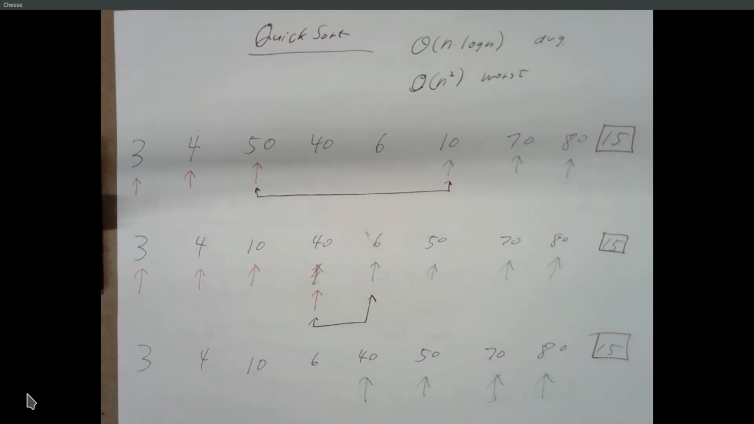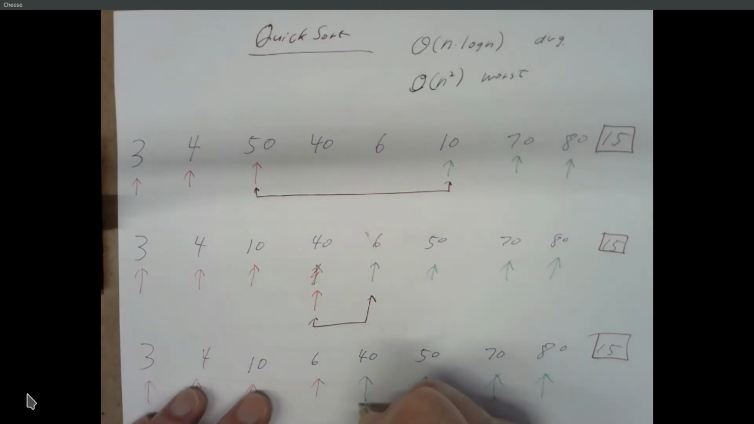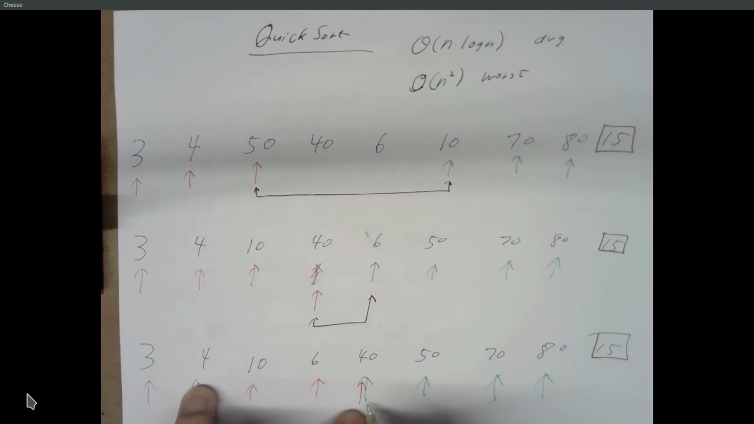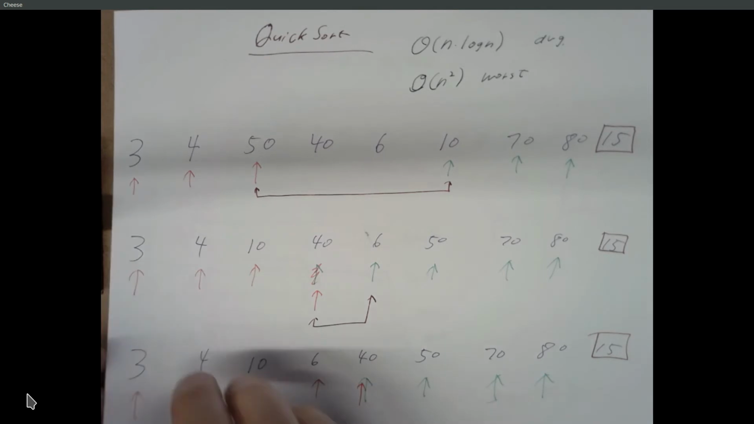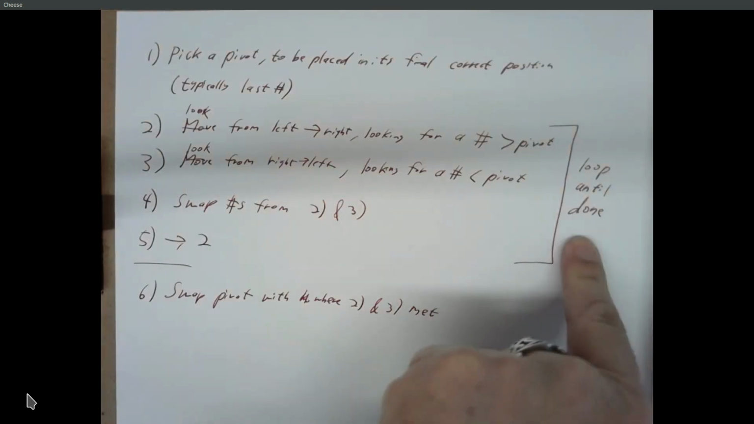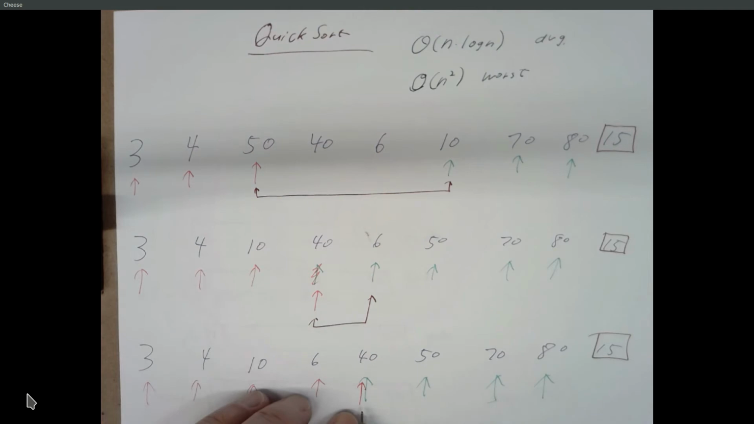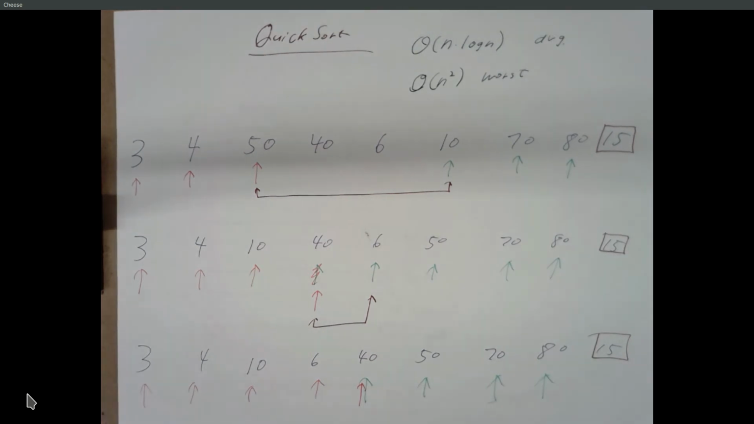We've gone as far as that from the right, and we've gone as far as this from the left. Okay, so keep moving to the right, looking for a number that's bigger than 15. Well, we move to the right and we collide with where we were coming from the left. We hit a number we've already looked at. So that's where we're done. Okay, so that's loop until done. Means loop until our two arrows collide.